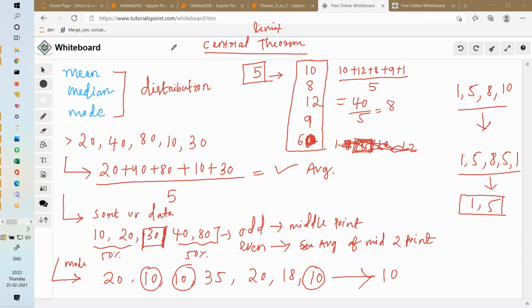Mode, you are saying mode? Sorry, median. Median, right? Sorry, yes, you are saying median. Okay, so let us first find out the average. Can anybody tell me the result of the average?